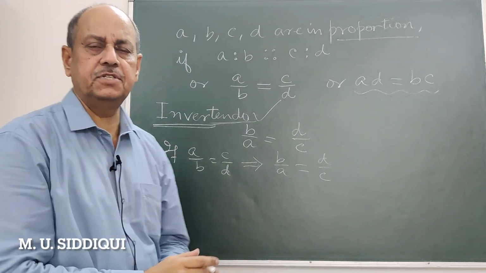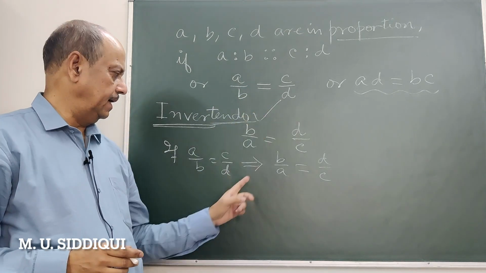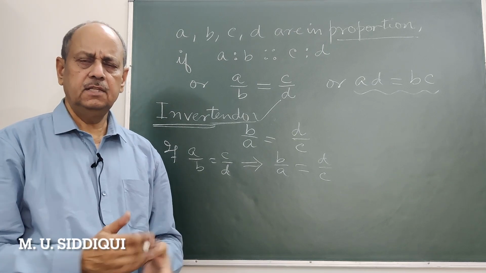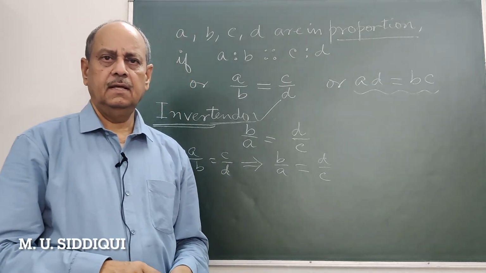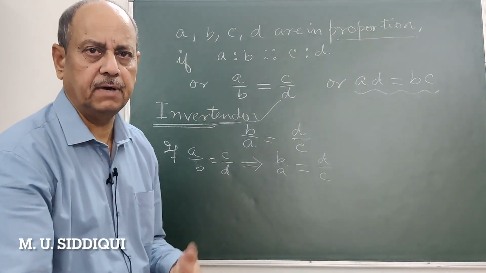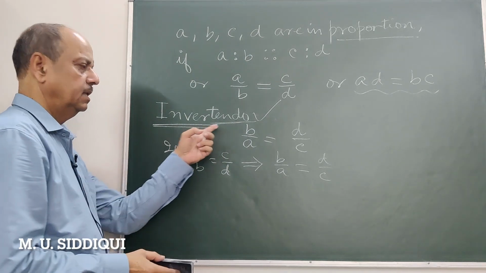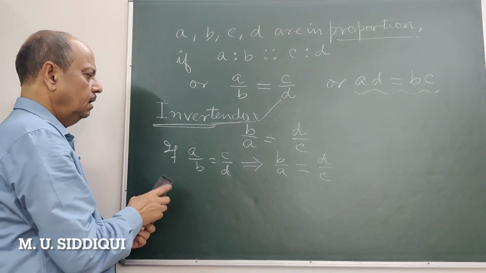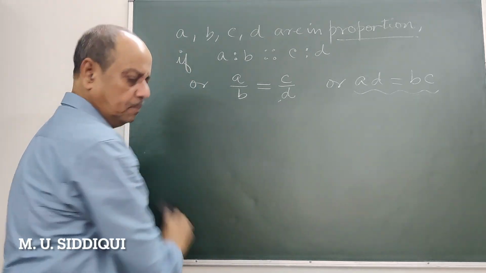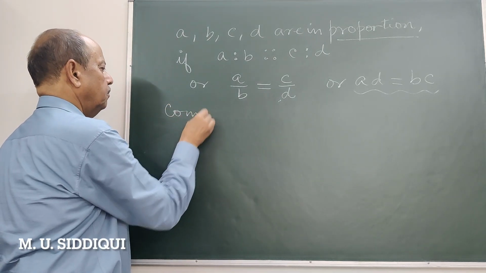This operation says that you can take the inverse of both the sides of the equality, and this will be equally true. You can observe from here. This will be one of the tools we will be using, and then I'll show you the application, how you can apply them to simplify your problems. So this is one of these properties which is called invertendo. Then we come to another. That property is called componendo.